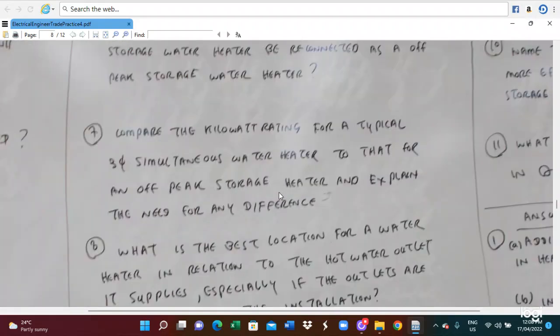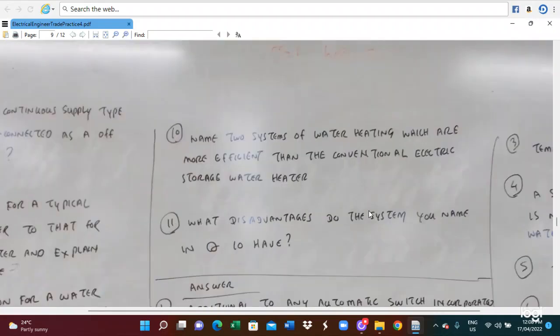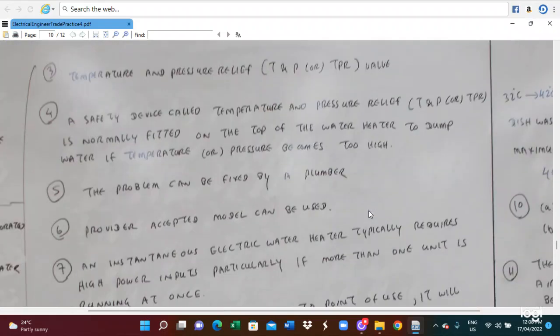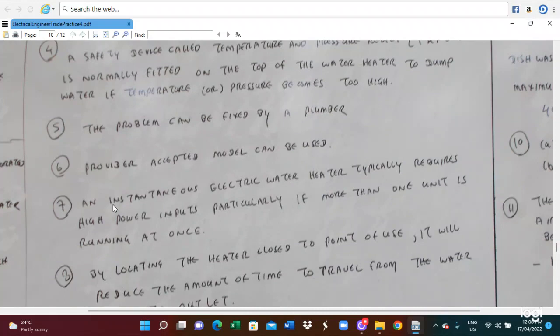And question 7: Compare the kilowatt rating for a typical 3-phase instantaneous water heater to that for the non-vented storage heater and explain the need for the difference. To answer, an instantaneous electric water heater typically requires high power inputs, particularly if more than one unit is running at once.